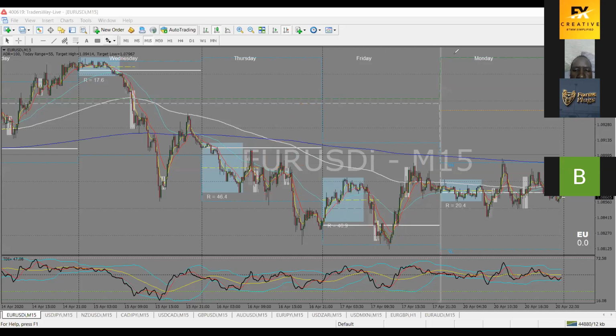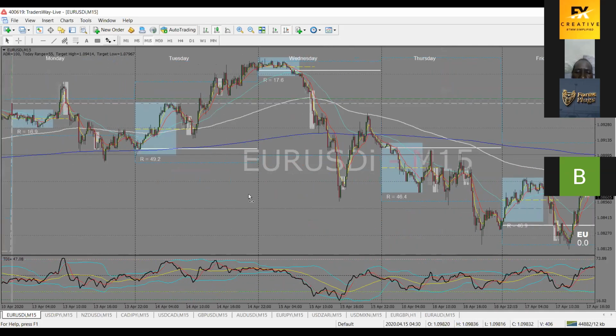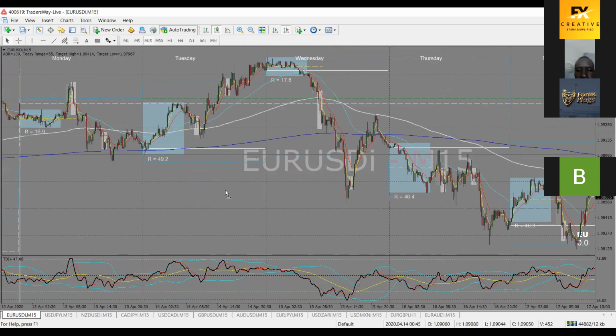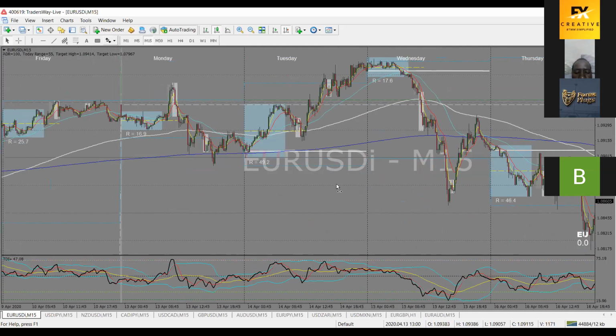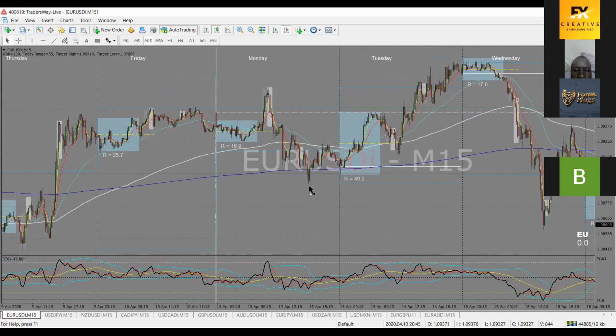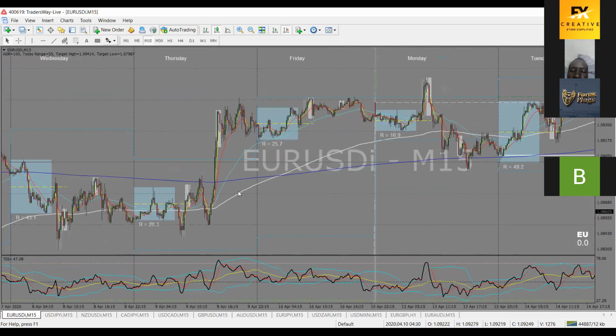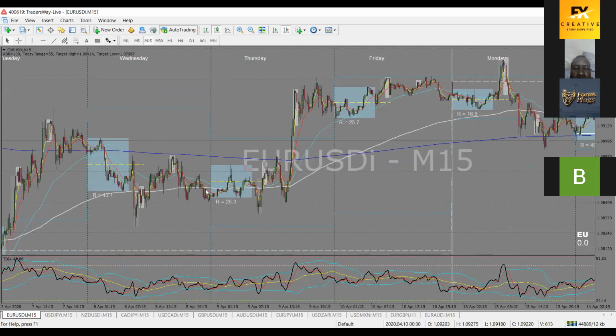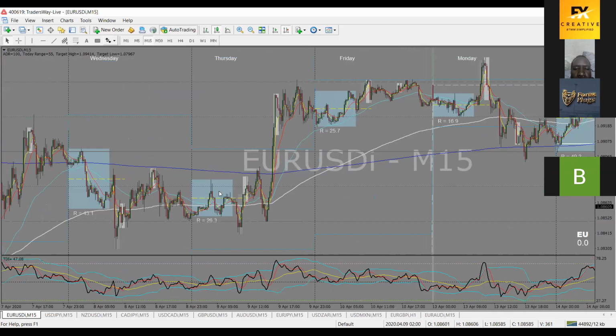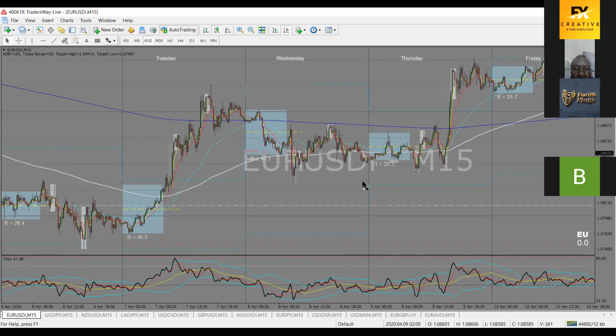Now let me look for a type 2 London pattern. Here we had a type 1. Let me look for an example of the type 2.